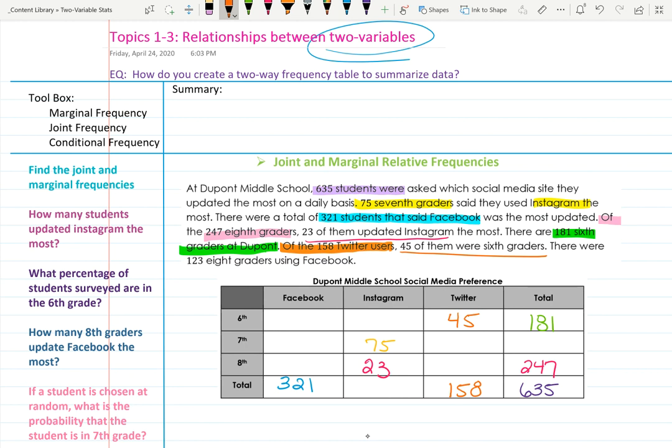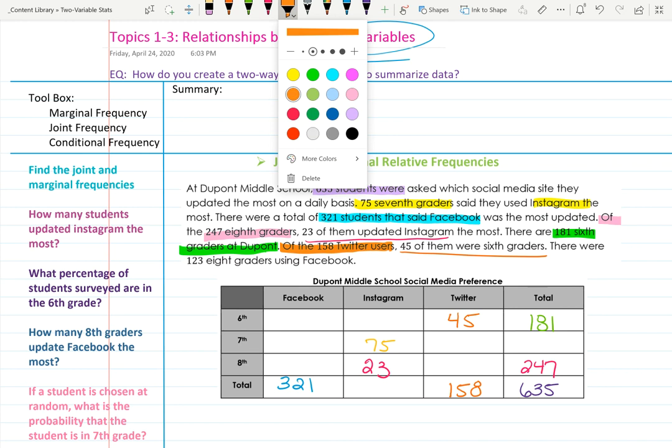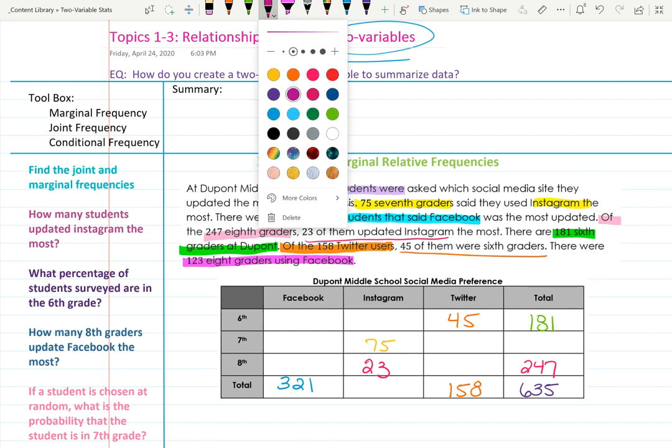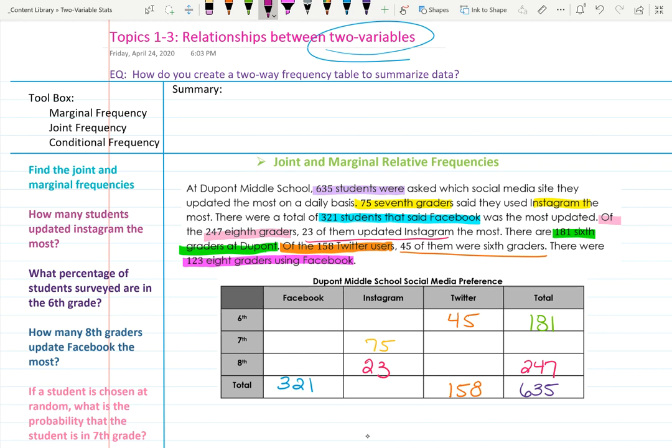So I go and find my sixth graders. Oh shoot, I'm really running out of colors. So there were 123 eighth graders using Facebook. Eighth graders using Facebook, 123. Okay, so we have used all of our information, but notice all of our boxes are not filled in. So think about, how are we going to problem solve to fill in the missing blanks?